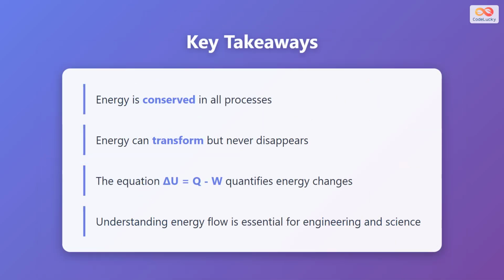Let's review the key points. First, energy is conserved in all processes. It never appears from nothing or disappears into nothing. Second, while energy is conserved, it can transform from one type to another. Third, the equation delta U equals Q minus W quantifies how energy changes in a system. Finally, understanding energy flow and transformation is essential for all fields of engineering and science. This principle helps us design better engines, refrigerators, power plants, and countless other technologies that shape our modern world.